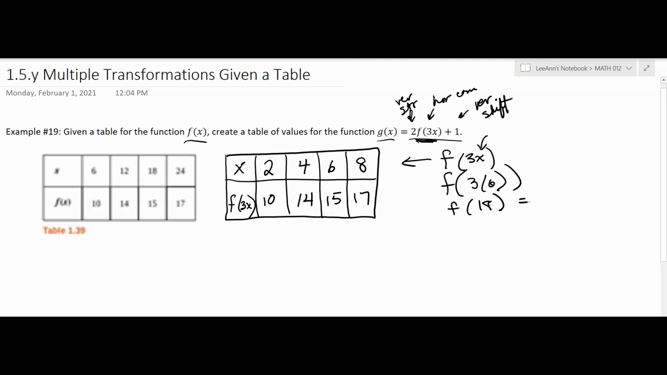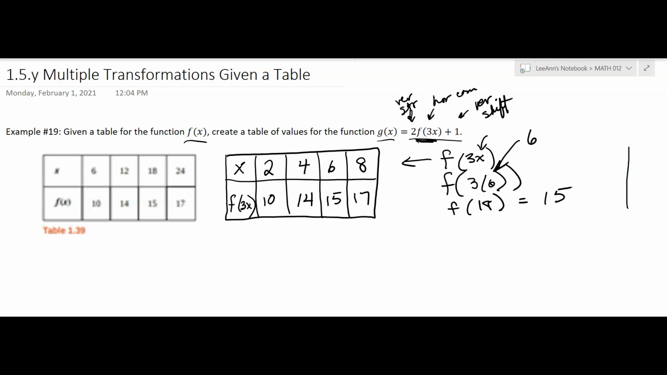And that's supposed to be, if I go to my f chart, f of 18 is 15. But what was the input? The input was 6. So I should have a point 6, 15. And I do. And you could do that with all of those points. There's 4 of them. Okay, so that's maybe the tricky part right there.